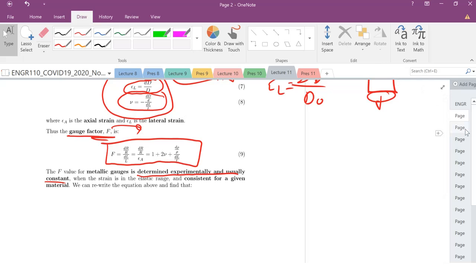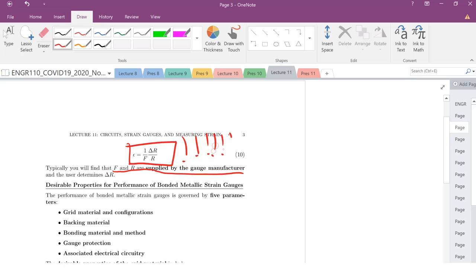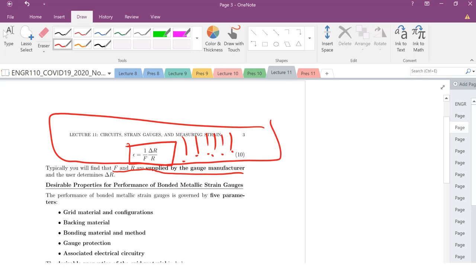So it's an extremely important expression, and that is going to be that our strain is going to be 1 over F, the gauge factor, times the change in resistance over some initial resistance R. So F and overall resistance are going to be determined by the manufacturer, and we're going to determine how much we change R by changing that material. So this is an extremely important expression. Remember this strain. Again, that was the whole discussion. We're going to relate strains to some change in resistance overall.